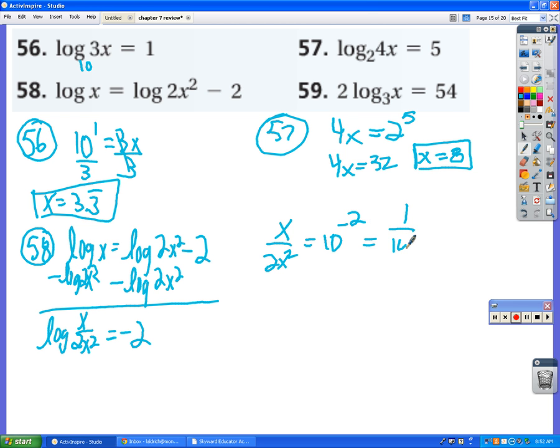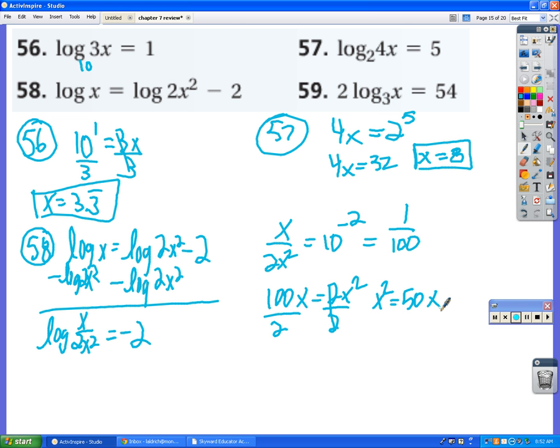So x over 2x squared equals 1 over 100, right? Okay, so I'm going to cross multiply. So 100x equals 2x squared. I just cross multiplied. Okay, now what? Divide by 2. So x squared equals 50x.